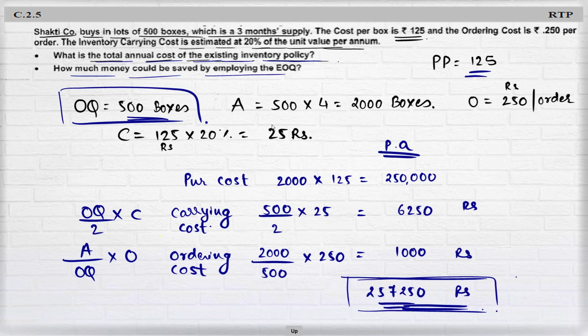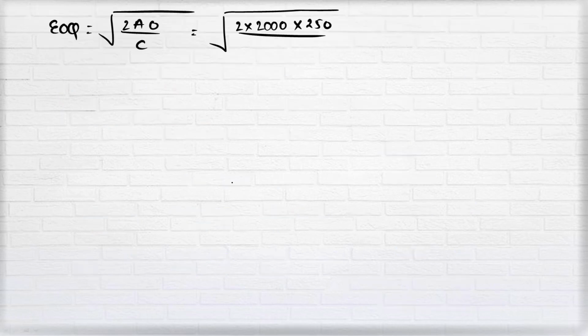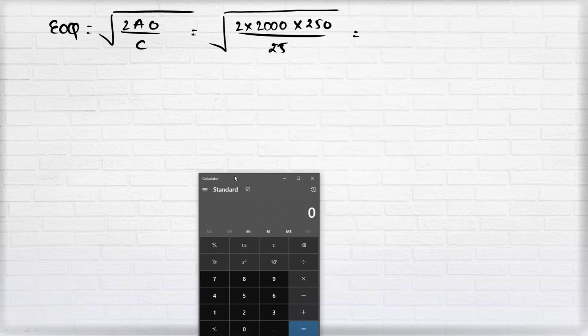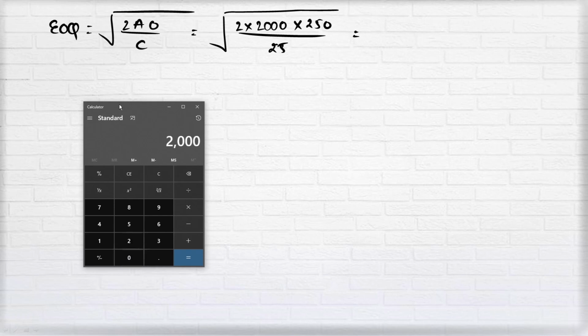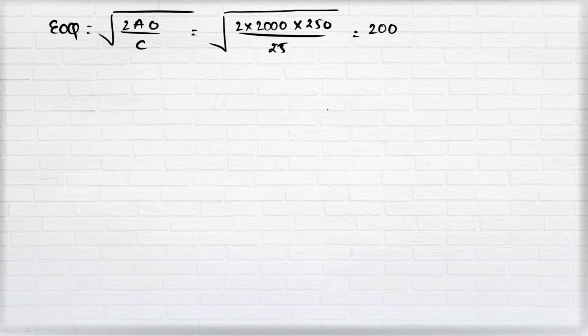EOQ will be under root 2AO divided by 6, which will be under root 2 into 2000 boxes multiplied by ordering cost is 250 divided by carrying cost is 25. My answer will be 2000 into 250 into 2 divided by 25 under root. It is 200 units. 200 what?